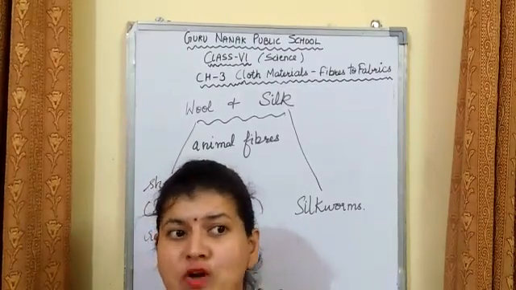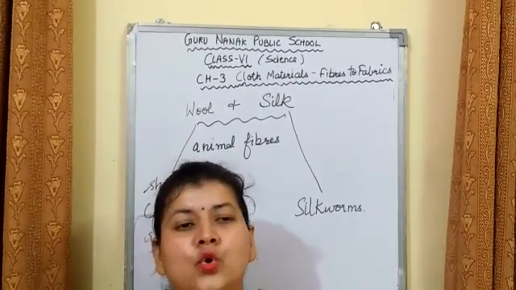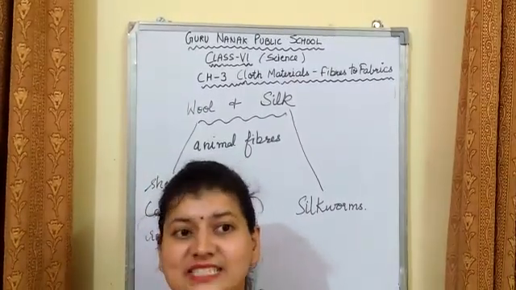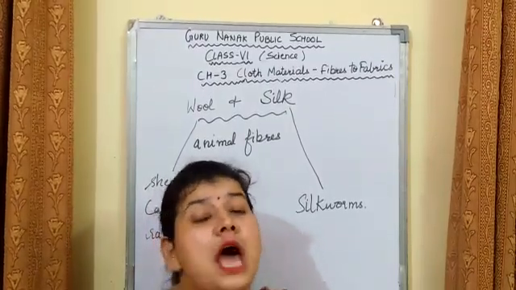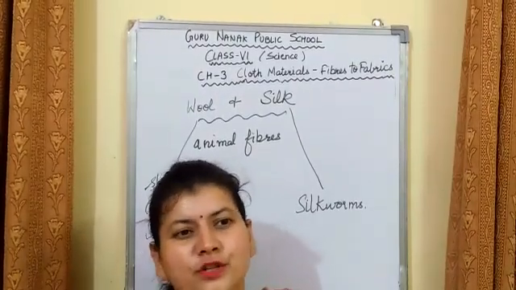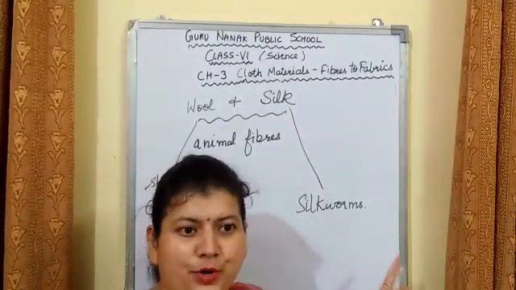Silk is strong, shiny and keeps our body warm in cold weather. It is also used to make saris, ties, suits, scarves, etc. It is a good absorbent of heat. Rearing of silkworms for the production of silk is called sericulture.